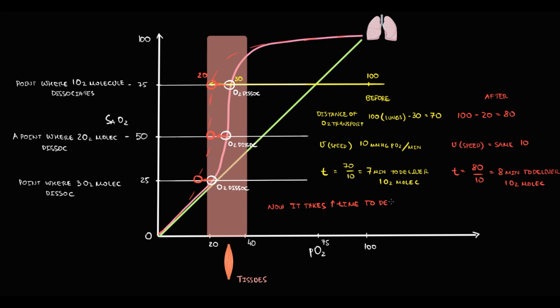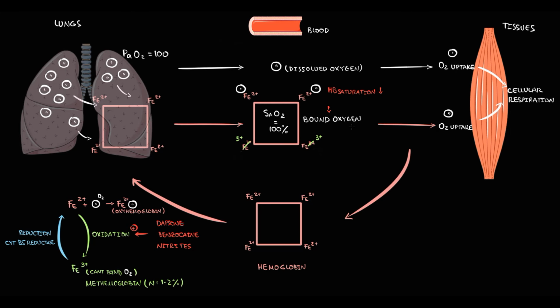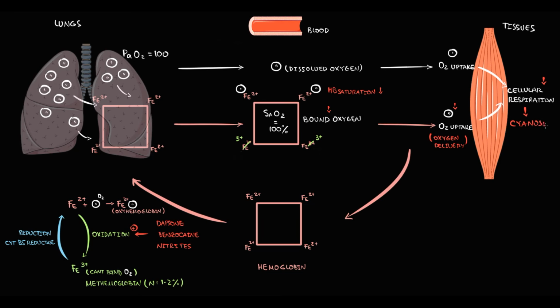So as we see, left shift greatly increases the risk of tissue hypoxia, because in this case, tissue demand for oxygen remains the same, but the time of oxygen delivery will increase, so fewer oxygen molecules will be delivered. So, because the fraction of bound oxygen decreases and because of left shift, the delivery of oxygen to tissues decreases, which results in hypoxia. And hypoxia manifests as cyanosis.